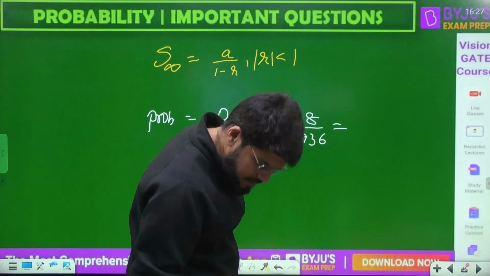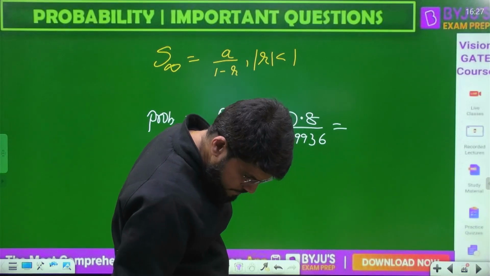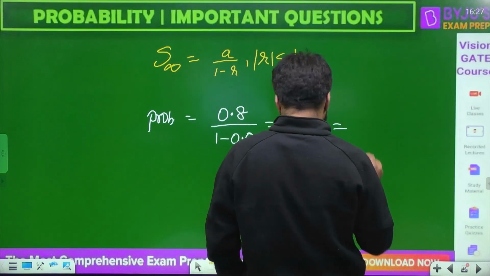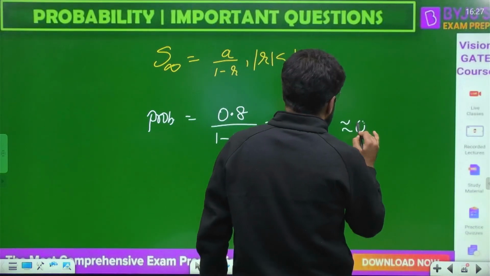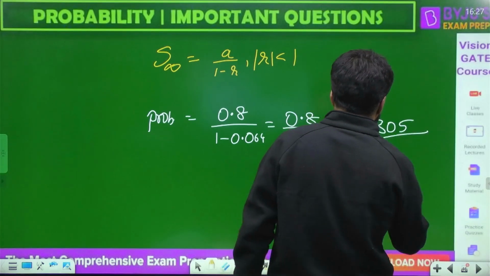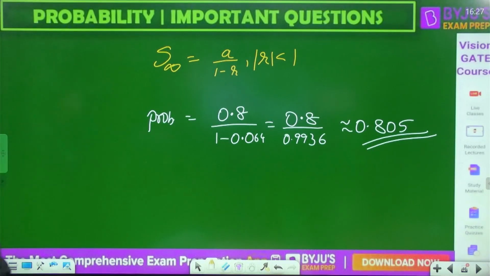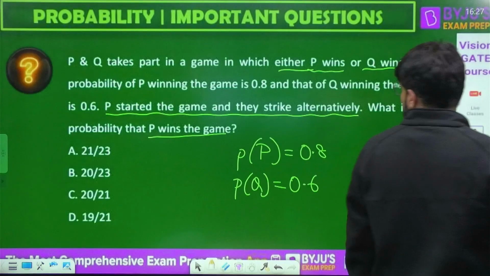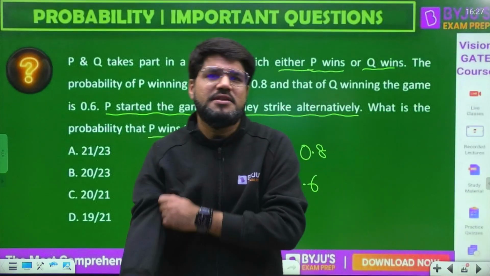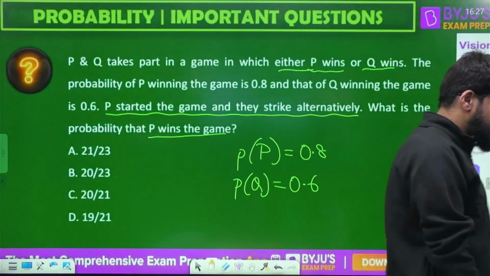Then the final answer is 0.805. Approximately 0.8, 0 and 5. 0.805, last answer. Theek hai ji. 0.805 is the last answer. Done with this. Okay, so gaming, it's just about understanding the language.